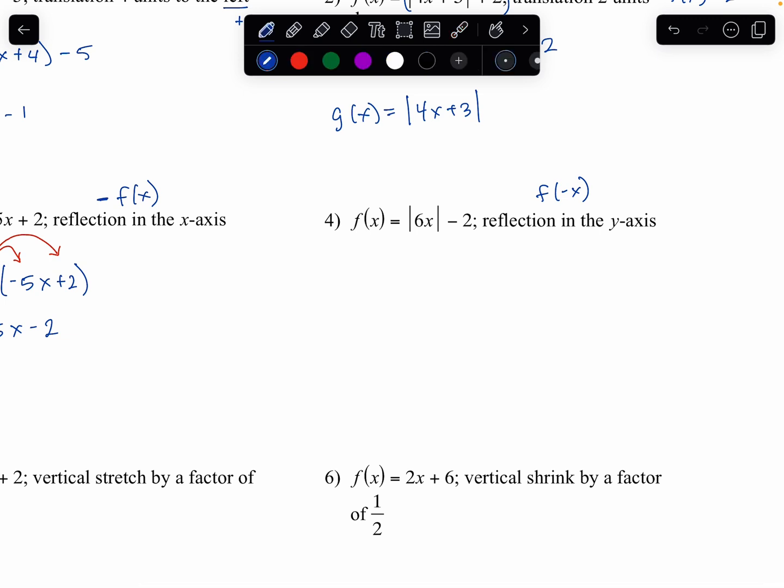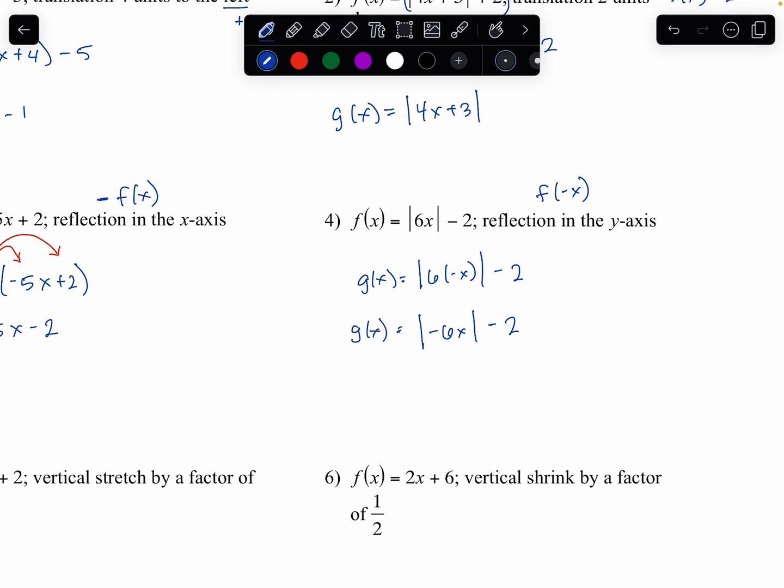So whenever I do that, I'll have a new function g of x, and that's going to be equal to the absolute value of 6, I'm going to multiply this by negative 1, and then minus 2. And then I'm going to look to simplify, because that can be simplified inside here. If I have 6 times negative x, that's essentially what we're doing, this will just become the absolute value of negative 6x minus 2.